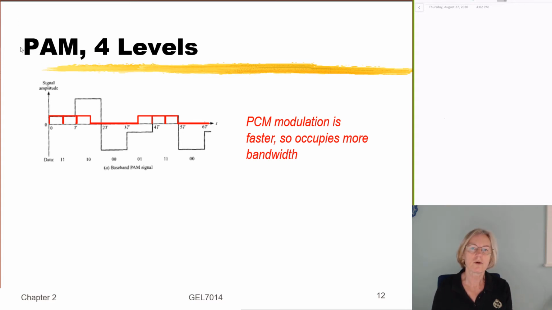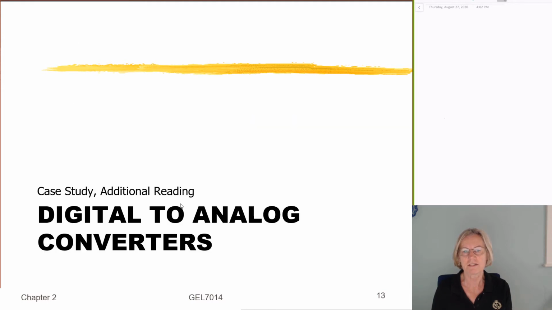So we have these 2 choices, and it's good to have 2 choices because we can always make a trade-off when we design a communication system on which is the most appropriate for a given application. So that's the basic idea, PAM, PCM. We'll be talking about them a little bit more extensively in this chapter.